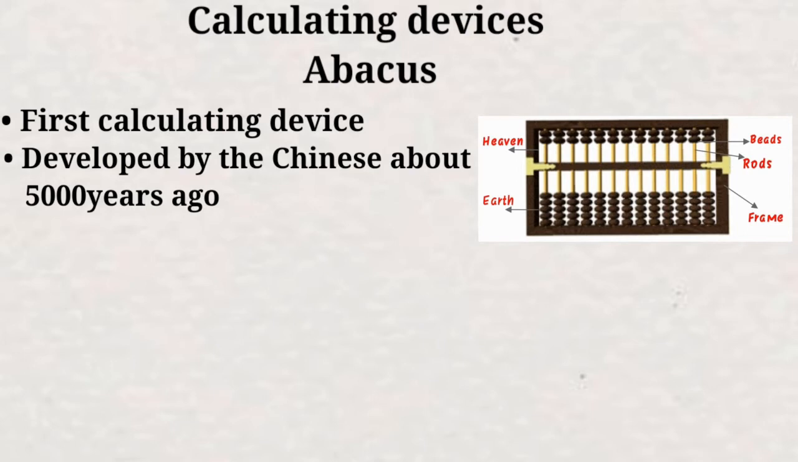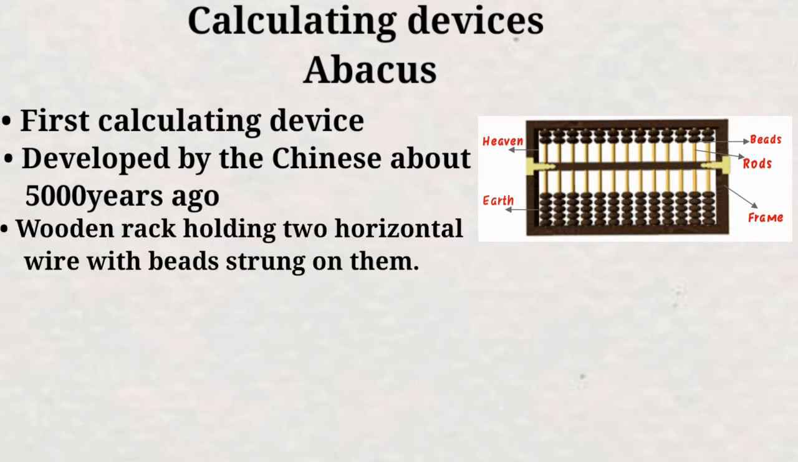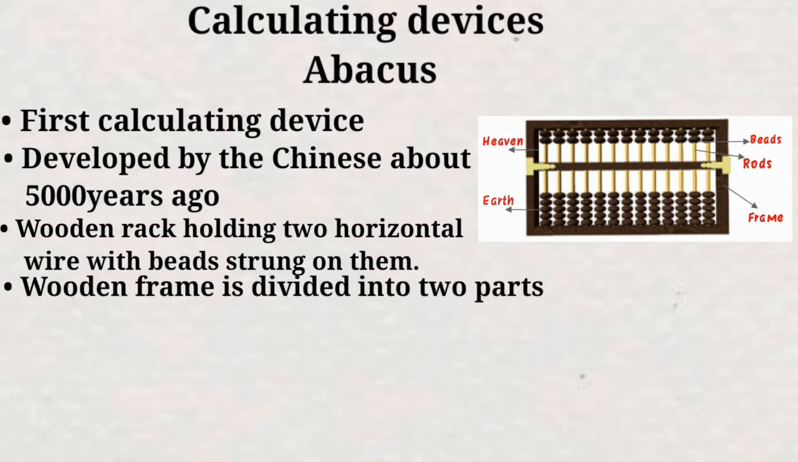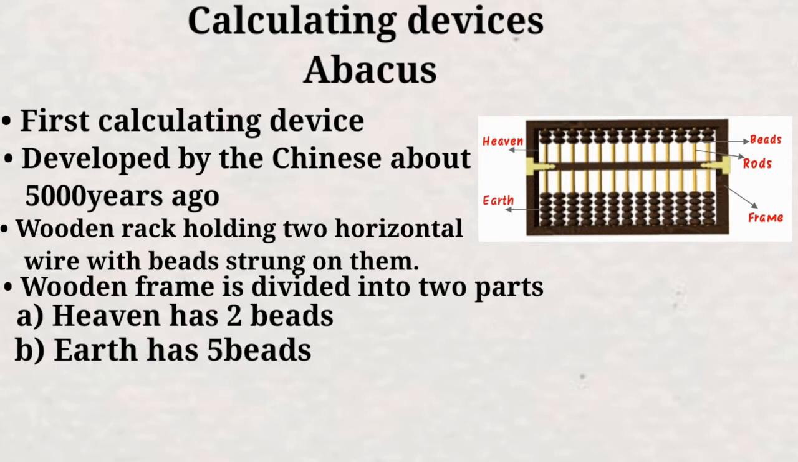It was a wooden rack holding two horizontal wires with beads strung on them. The position of the beads was changed to enter a number. The wooden frame is divided into two parts. The first part is called heaven. Heaven has two beads. The second part is called earth.